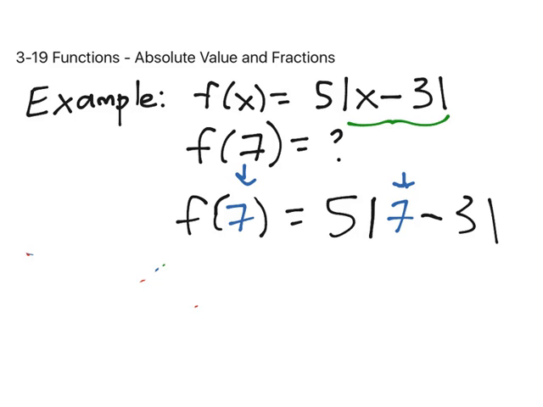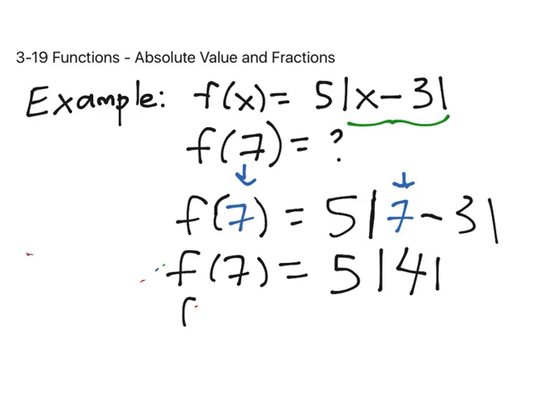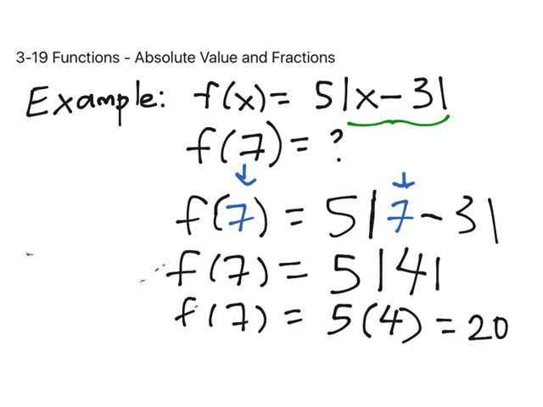Okay. Again, this is absolute value, not a 1. So f of 7 must be equal to, first, we're not doing the multiplication, we're doing subtraction first. 7 minus 3 is 4. The absolute value of positive 4 is still positive. And finally, that's 5 times 4, which is 20. So f of 7 is equal to 20.